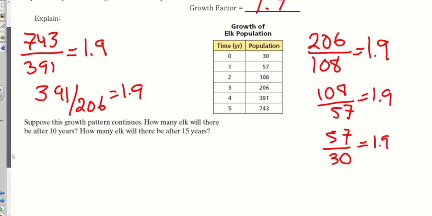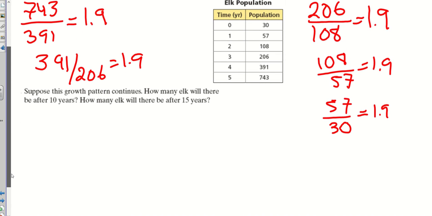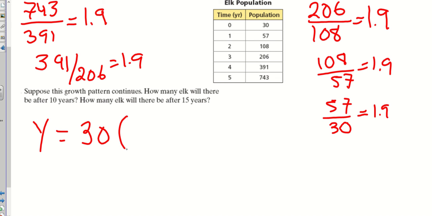So if this pattern continues, how many elk will there be after 10 years? So one of the great reasons we find this growth rate is so we can create a model. Again, my A value, my starting amount in this case, is 30. I started with 30 elk at time 0. And every year it's increasing by a factor of 1.9 to the x.